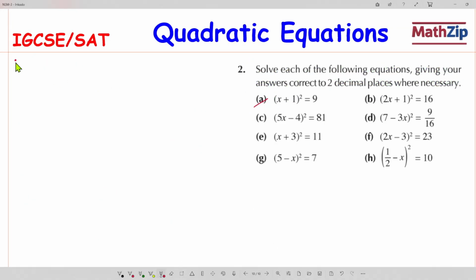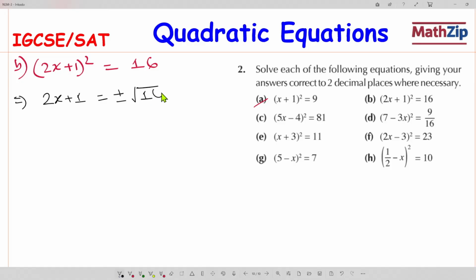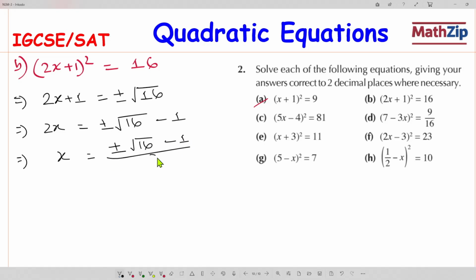Number B, (2x plus 1) whole square equals 16. Same thing, we will take the square root of both sides, then 2x plus 1 equals plus minus root 16, right? So in this case we can write 2x equals plus minus root 16 minus 1. Then we can divide both sides by 2, so x equals (plus minus root 16 minus 1) by 2.